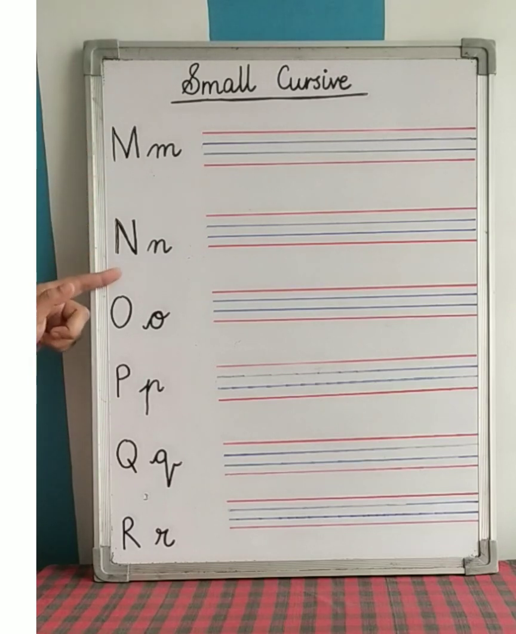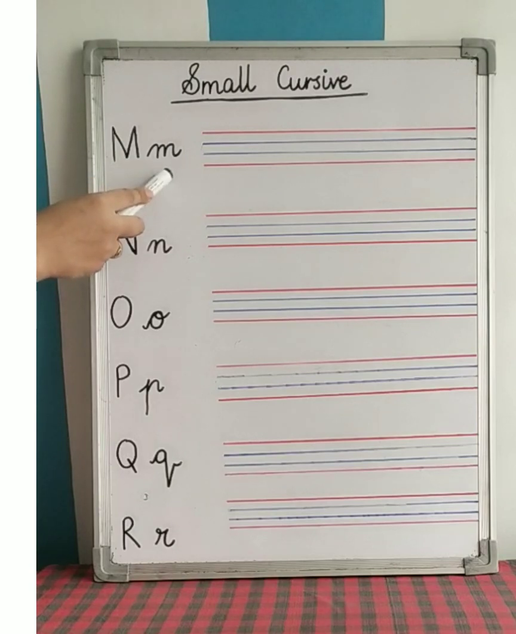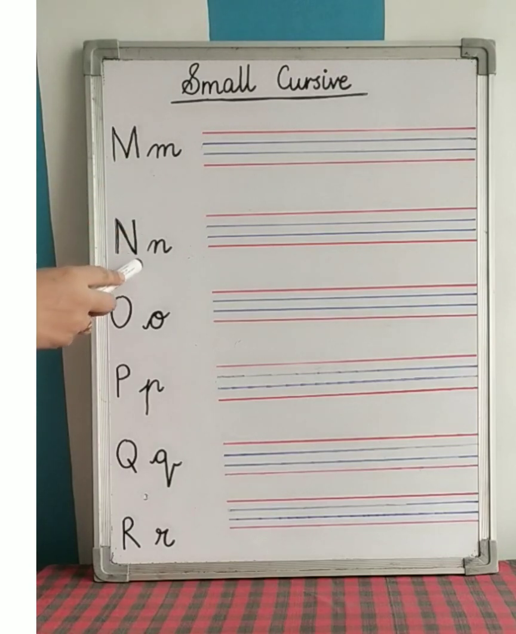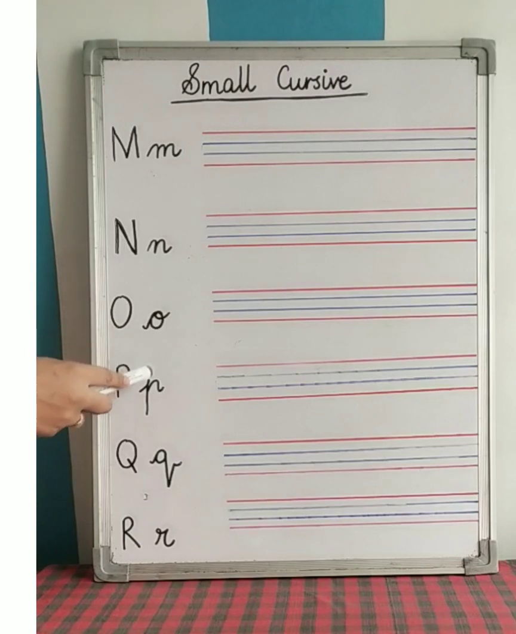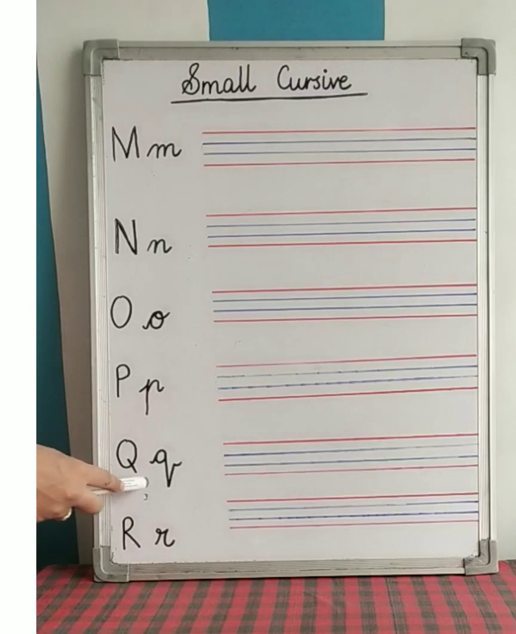So we will start by recognizing all the letters. Alright. Capital M, small m, capital N, small n, capital O, small o, capital P, small p, capital Q, small q, capital R and small r.